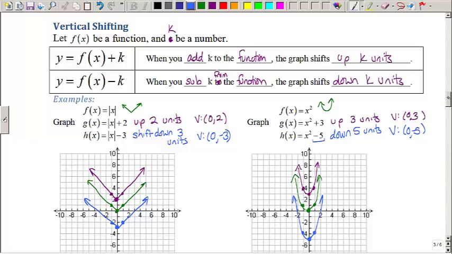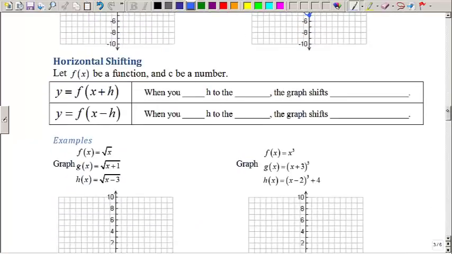So those are some examples of vertical shifting. Next we're going to be covering horizontal shifting.